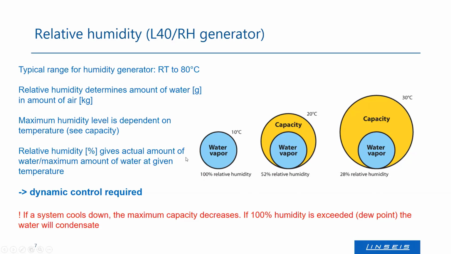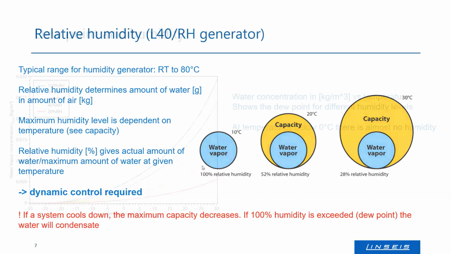And whenever you reach 100% capacity and go below that, the water will condense. So you exceed the dew point of the water and the water will condense. So you have condensing water all over the place, and that's what you need to avoid. And that's what makes it a little bit more tricky than it may look.